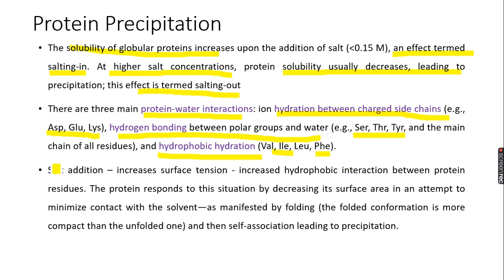And salt addition, how is it working? If I am adding salt, it increases surface tension, so hydrophobic interaction between protein and water is reduced, and the protein responds to the situation by decreasing its surface area. They are removing out all the water, shrinking the exposed area, and making a new folding. That folded conformation is more compact than the unfolded one, and this leads to precipitation of protein many times.